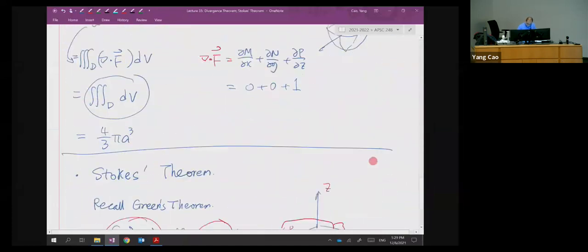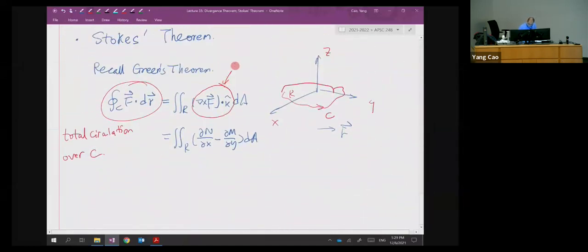So what shows up here is basically circulation density. On this right side, you're integrating circulation density over this whole region R, everywhere within the region R. Here, there's a little bit of circulation density. Here, there's a little bit. Here, there's a little bit. So you're adding all of them up, and then you get the total circulation over this C. That's what Green's theorem is all about.